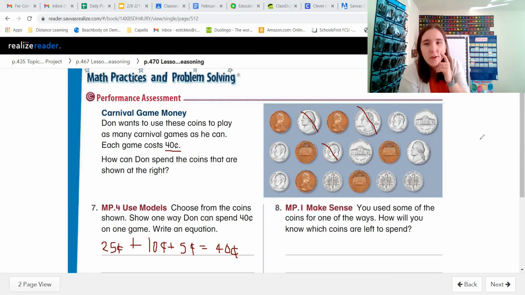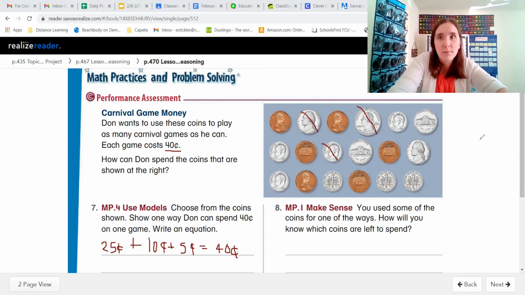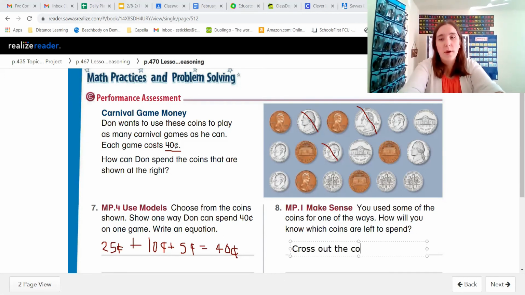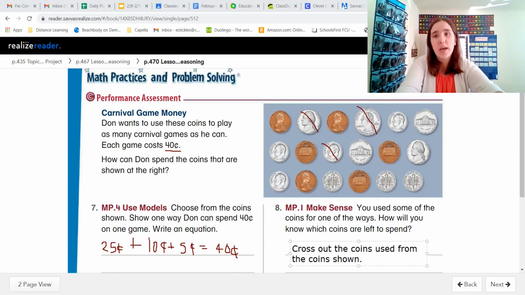Guess what? It's a pretty easy question that they're asking us. They just want to know, how can we keep track of which coins he has left to spend? We can just cross them off, you guys, just like we started to do. And that's all we're going to say. We're going to say, cross out the coins used from the coins shown. So as he spends his coins for each game, you'd be able to cross off the coins that were used and see what's left. Pretty easy.